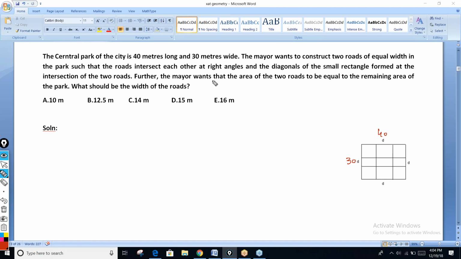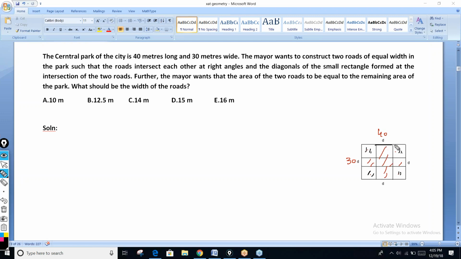Further, the mayor wants the area of the two roads, this road and this road, to be equal to the remaining area of the park. Now that is the question. What is the remaining area? Remaining area is this. The area of this road and this road is equal to the remaining area of the park. So basically, the red part is equal to the black area.